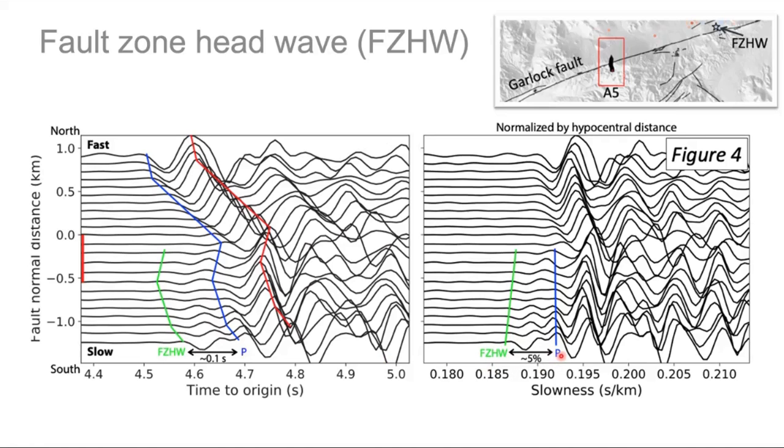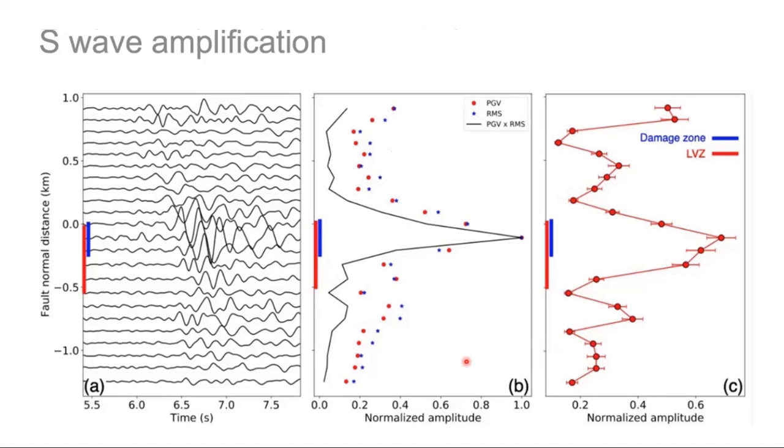least 5%. In addition to P waves, we also identify a damage zone that significantly amplifies S waves. In this figure, we show the S waveforms recorded at the vertical component from an example event, and quantify the amplification factor as the multiplication of peak ground velocity and root mean square value. The amplification factor stands out clearly for about 300 meter wide zone south of the Garlock fault, marked by the blue bar, and likely outlines the fault damage zone, which overlaps nicely with the low velocity zone identified from P wave arrival time before.